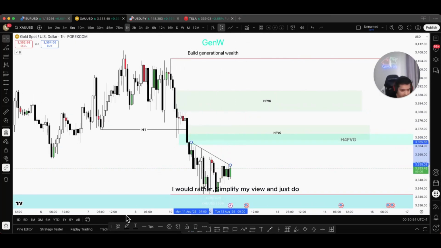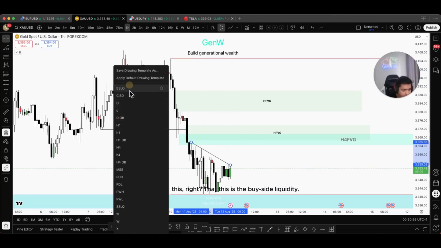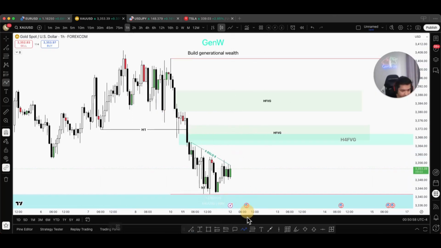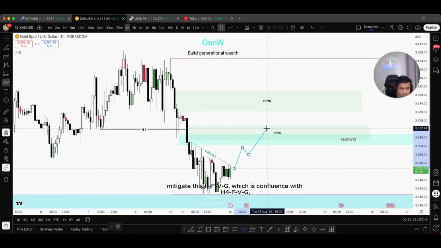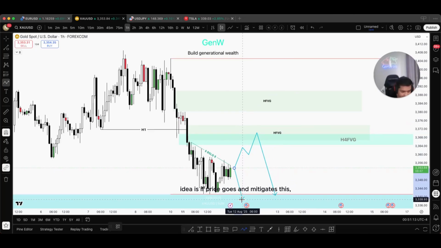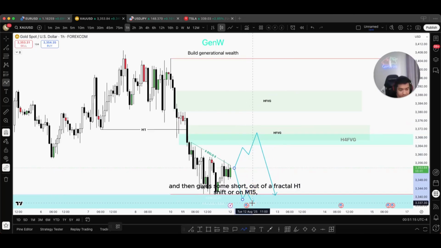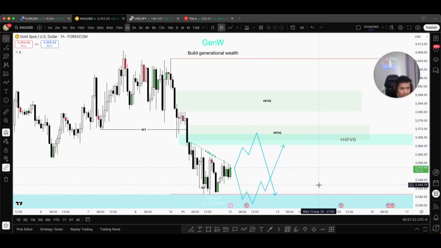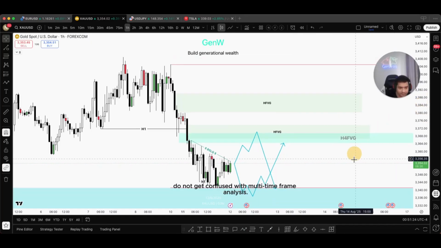I would rather simplify my view and just do this, right? That this is the buy side liquidity. Let price liquidate this, mitigate this HFVG which is in confluence with H4 FVG, and then take a short entry. The other long entry idea is if price goes and mitigates this and then gives some sort of fractal H1 shift or on M15, then you can take a long entry up to this HFVG.